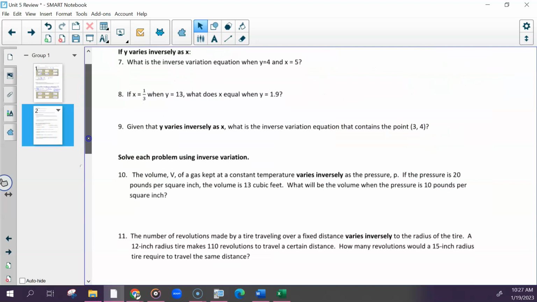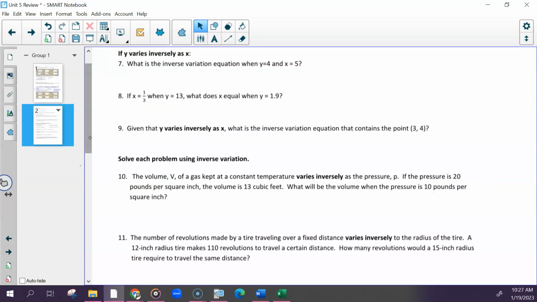On the next page, we can do 7 or 9. 8 we could do, 10 or 11. Of those, which ones do you want to see, have questions about? Aaron? 11. Okay. If we want to jump back, we'll do that.